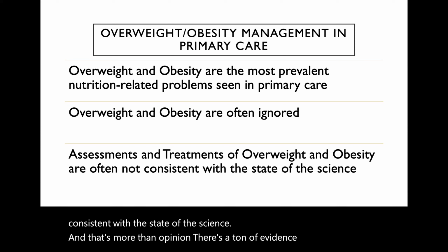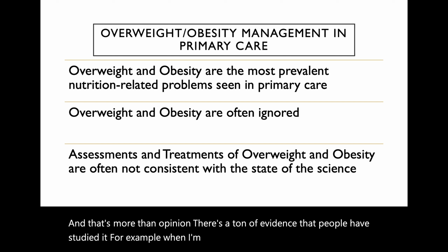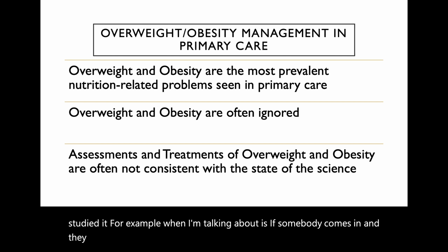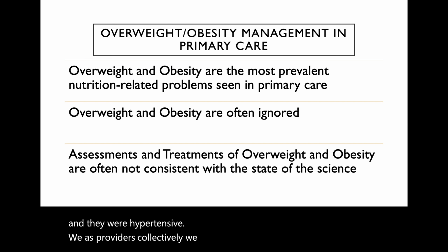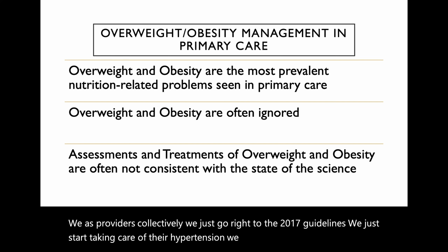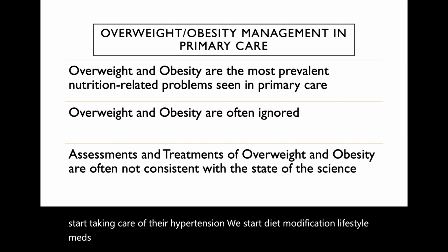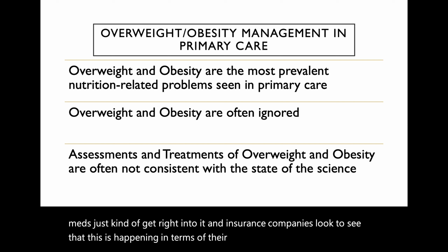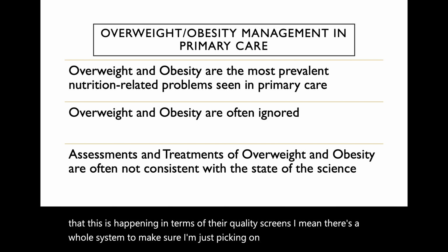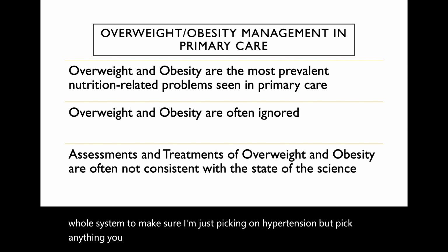People have studied it. For example, what I'm talking about is if somebody comes in and they're hypertensive, we, as providers, collectively, we just go right to the 2017 guidelines. We just start taking care of their hypertension. We start diet modification, lifestyle, meds, just kind of get right into it. And insurance companies look to see that this is happening in terms of their quality screens. I mean, there's a whole system to make sure. I'm just picking on hypertension, but pick anything, ischemic heart disease, whatever. We just go right to the guidelines and start doing it.